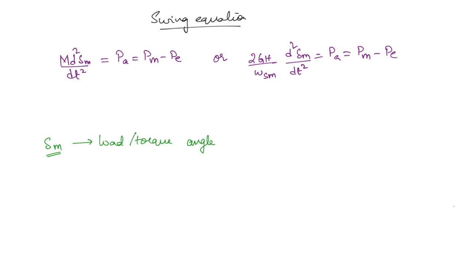Now we know that synchronous machines rotate at synchronous speed, right? This we are taking as ωsm. Here in the equation you have ωsm, that is the synchronous speed. Now what will be the units here? It will be in radians per second, and further we are going to write mechanical radians per second to differentiate from electrical radians per second, which we will discuss shortly. Similarly, the units of δm will be mechanical radians.